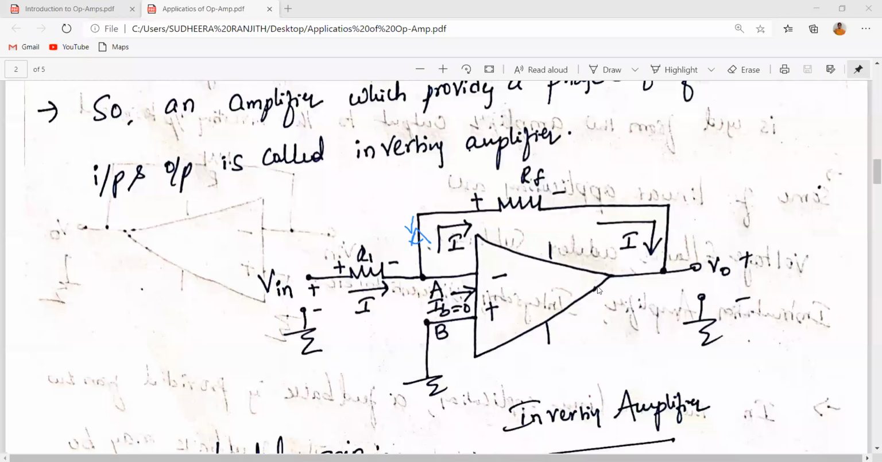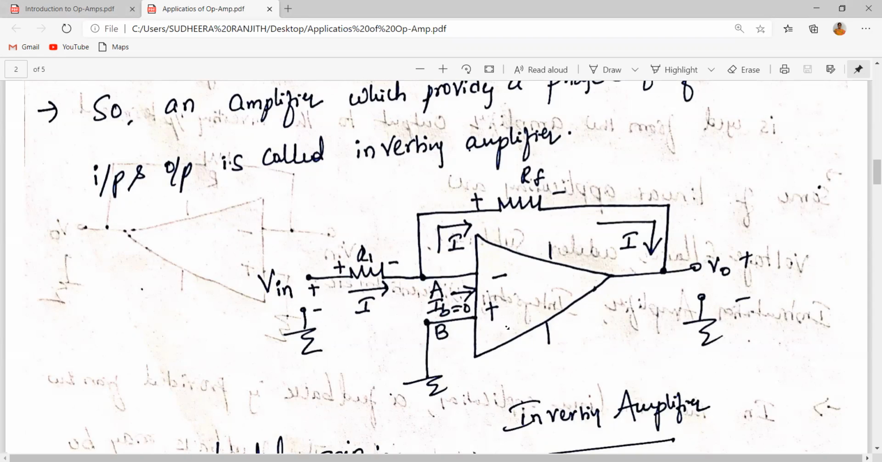Now coming to the output side. Already explained, the current through the op amp is 0, so the current flowing through R1 must be flowing entirely through RF. What is the value of this I flowing through RF? It is VA minus Vo by RF. Here we have the potential VA, so VA minus Vo by RF.